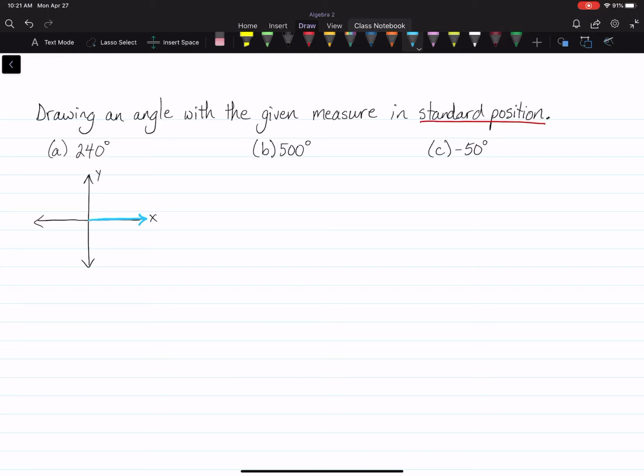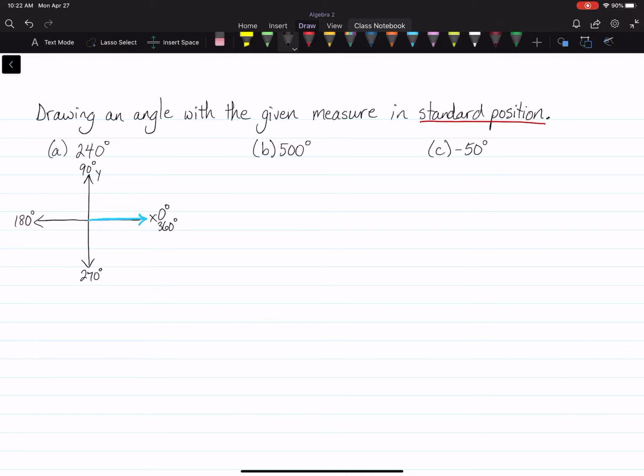And the quadrants go in degree order. So if it's positive, you will go counterclockwise. So say here, this is 0 degrees, then up here at the top would be 90 degrees. To the left is 180 degrees. Down at the bottom is 270 degrees, and all the way back around would be 360 degrees. There's 360 degrees in a circle.